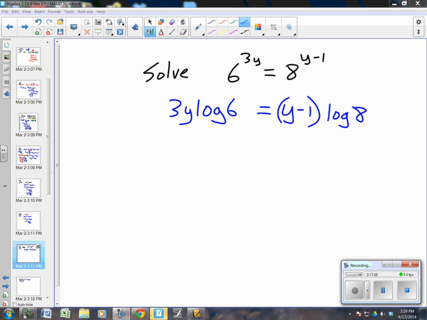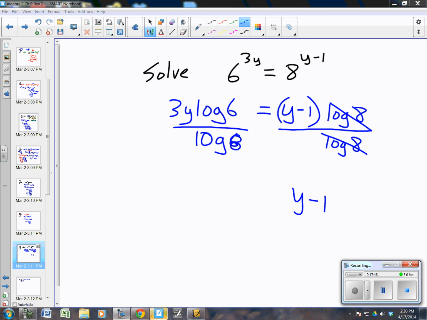I'm going to divide both sides by log of 8. You can divide both sides by log of 6 instead if you want. It doesn't matter which way you do it. So I know that the logs of 8 cancel out over here, and so I have y minus 1 on that side. On this side, log of 6 divided by log of 8 is what? Someone give me a decimal to like 4 decimal places. 0.8616.